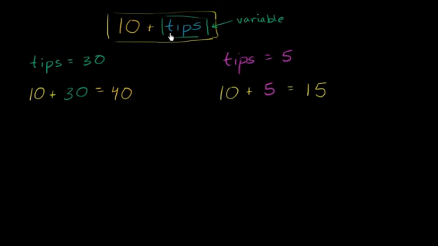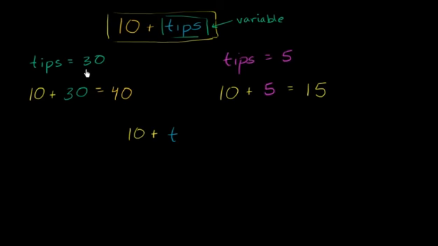Now, you won't see whole words typically used in algebra as variables. We get lazy, and so instead we tend to use just easier to write symbols. And so in this context, instead of writing tips, maybe we could have just written 10 plus t, where t represents the tips that we get in an hour.